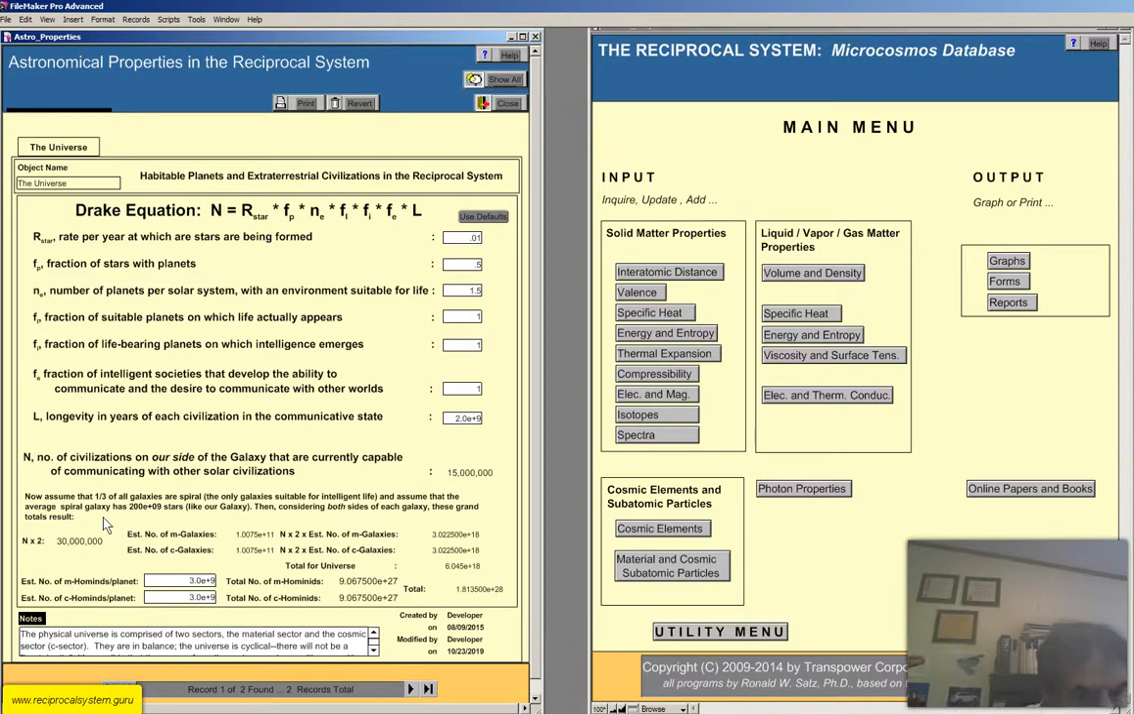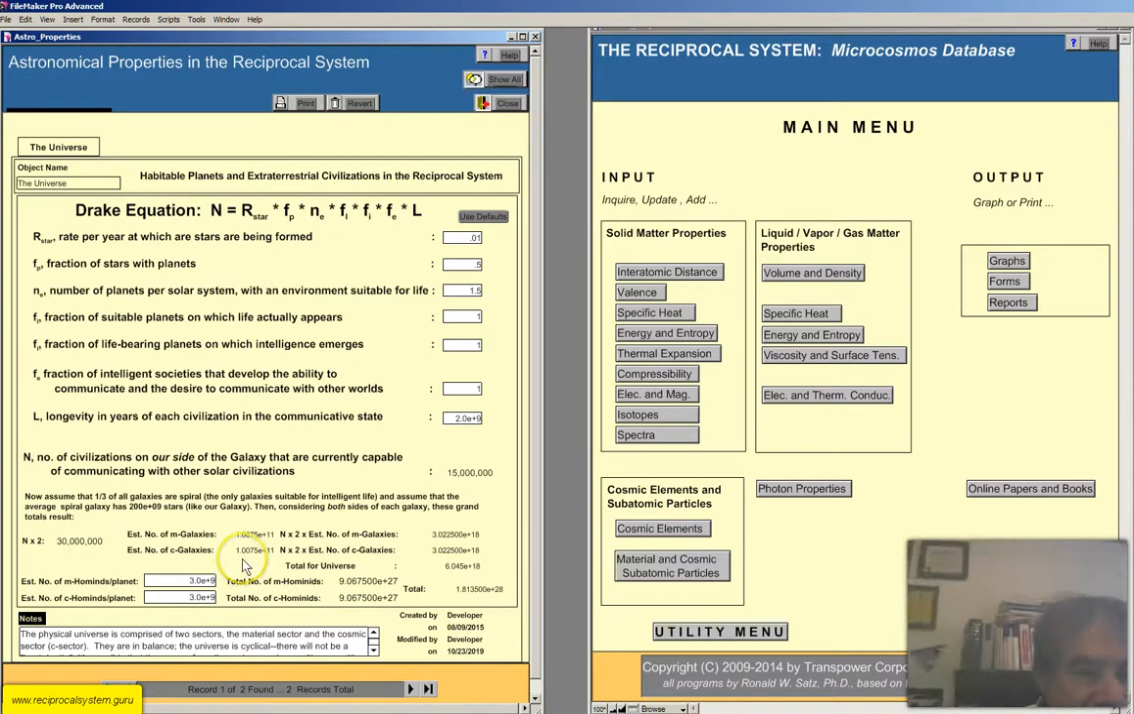Now, we're going to assume that the average spiral galaxy has 200 billion stars like our galaxy. Then, considering both sides of each galaxy, these grand totals result. So we have to multiply this result by 2 to get 30 million, because after all, we're only looking at our half of the galaxies. And so the estimated number of material galaxies, M galaxies, would be, well, we're assuming, again, the number of galaxies estimated to be in our material sector of the universe is 100 billion.